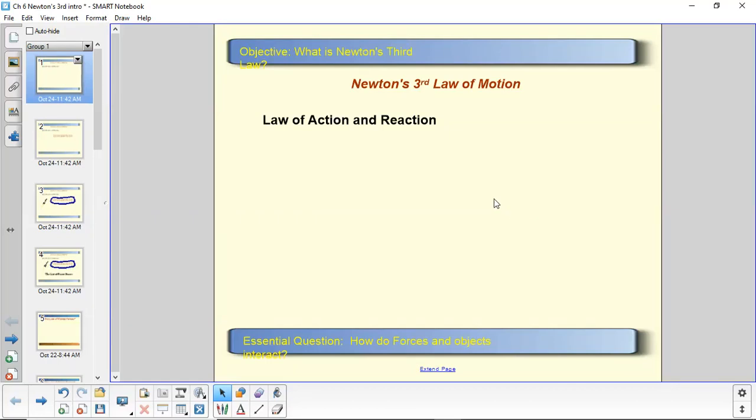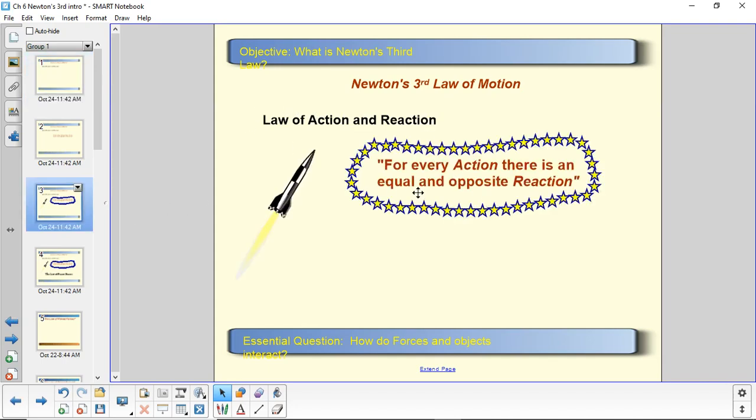Hey guys, today we're going to start our new unit, which is going to cover both Newton's third law and also momentum. But today we're just going to be dealing with Newton's third law of motion, which is the law of action and reaction. And you've probably heard this before, very famous quote, for every action, there's an equal and opposite reaction. But I kind of don't like that.